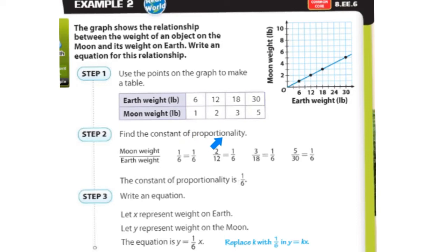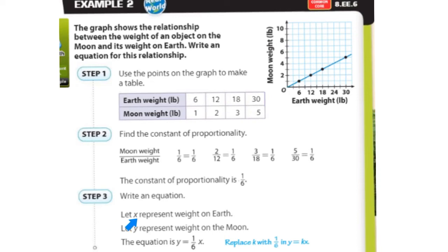Find the constant of proportionality. Well, that's when you take the moon weight over the Earth weight. So when you find the constant of proportionality, it's almost like you flip these two. The y was on the bottom here, but it's on the top now. That's how you find your constant of proportionality. Then you just take the numbers and write them down. Simplify as needed. The constant of proportionality is 1/6, so you can write an equation.